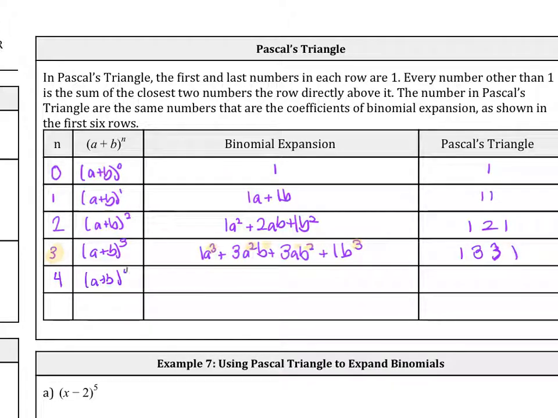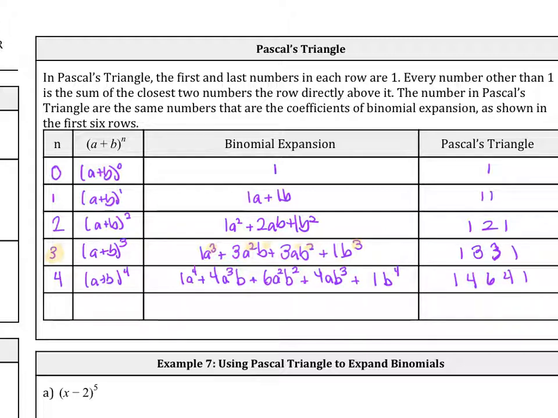Let's look at the fourth row. (a plus b) to the fourth power. Let's do Pascal's triangle. So the first number is 1. 1 plus 3 is 4. 3 plus 3 is 6. 3 plus 1 is 4, and then the last one is just 1. So we start with a to the fourth plus, the first number is 4, a to the third power, and then b to the first, plus 6a squared b squared, plus 4ab cubed, plus 1b to the fourth power.